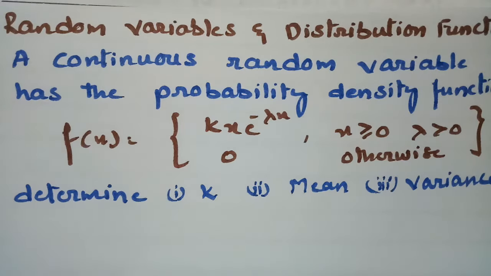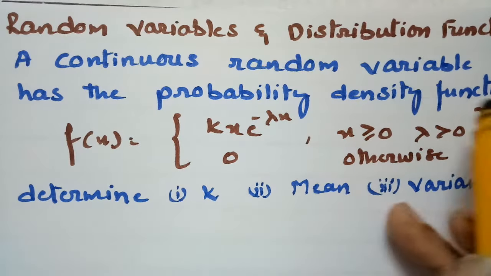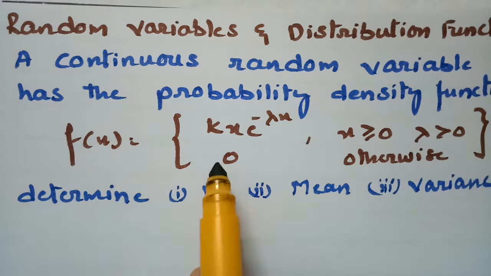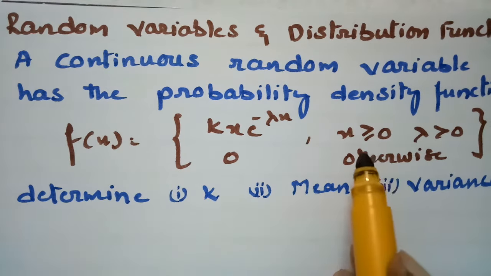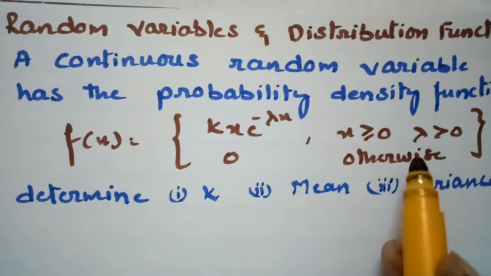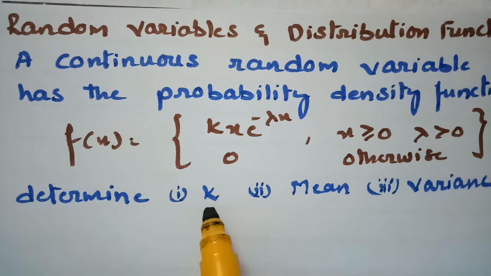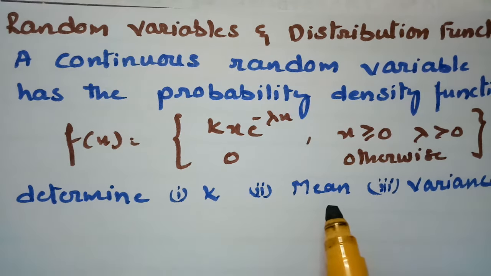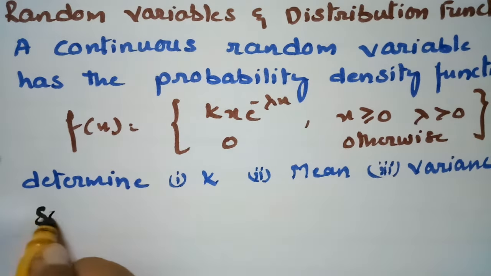Problem today is from random variables and distribution functions. A continuous random variable has a probability density function f of x as kx times e power minus lambda x, where x is positive and lambda is positive, and 0 otherwise. First of all, we have to determine the value of k, and then we have to find the mean and variance, and this is how we have to solve.